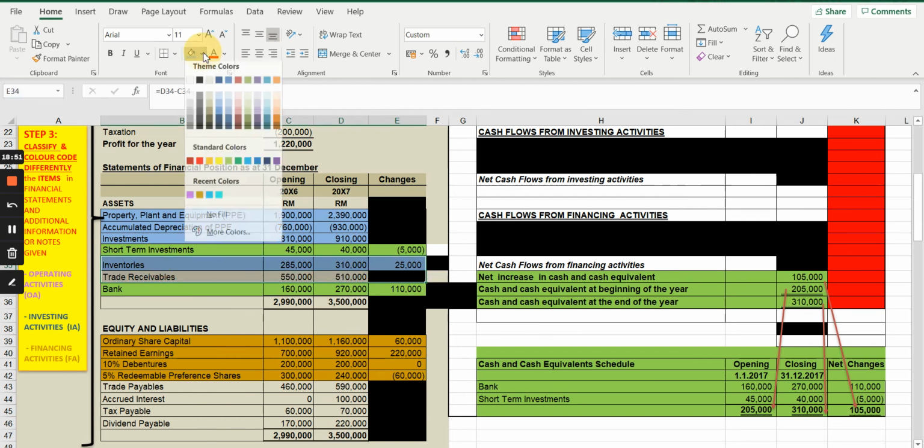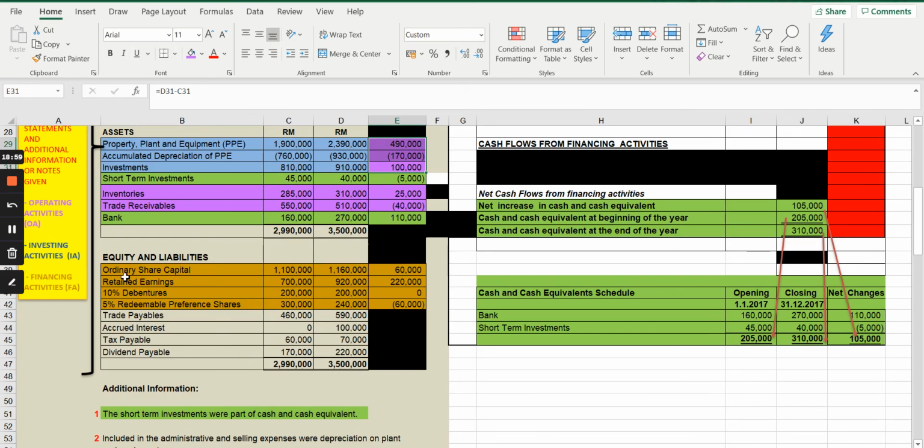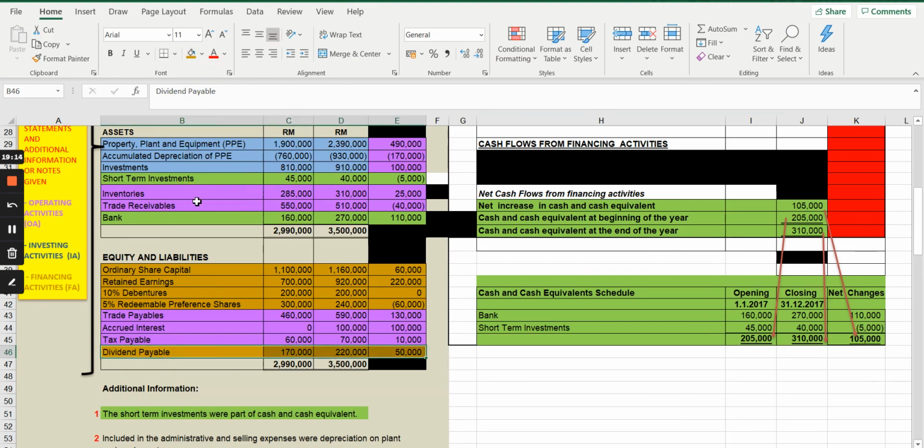Why purple? Operating activities. So for this one, all the changes you should calculate and just compare the opening with the closing. And the things that you have here, purple. And just to tell you, dividend is part of financing activities that should also be included under your financing activities, because dividends are normally paid to the shareholder as a result of you getting the sources of finance from them as they buy shares from your company. So you reward them with dividend.